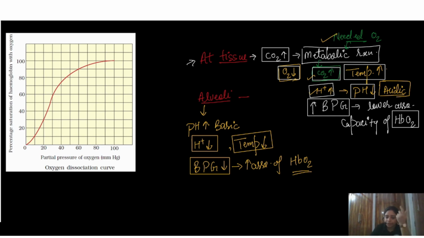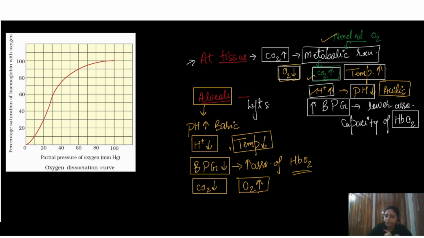CO2 concentration will be low here and oxygen will be very high. In the alveoli, we know oxygen is high and CO2 is low. These are the conditions in the alveoli that cause the curve to shift to the left side. In the tissues, the opposite conditions are there, because of which the curve shifts to the right. We call this a right shift.